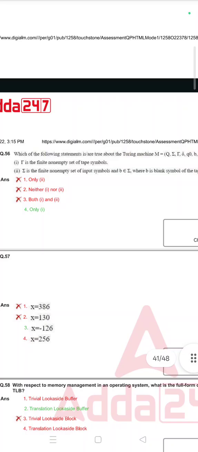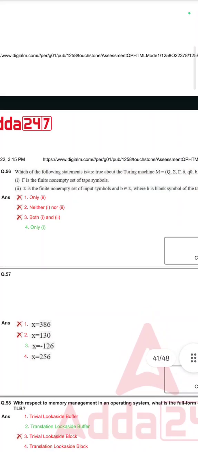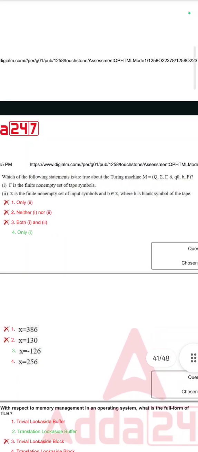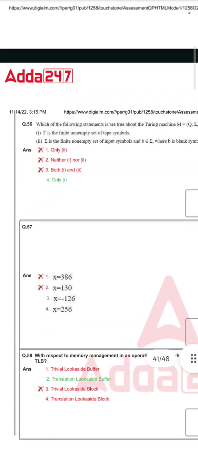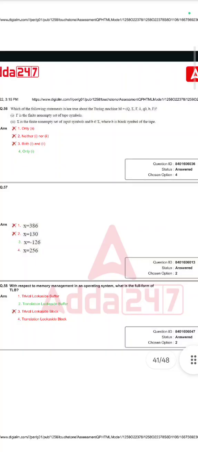Gamma is a finite non-empty set of the tape symbols. True. Sigma is a finite non-empty set of the symbols, but B belongs to Gamma, where B is a blank symbol of the tape.